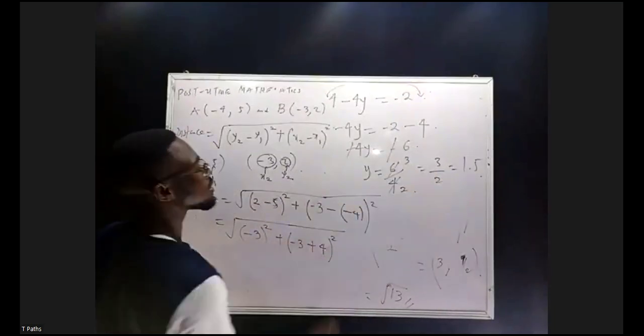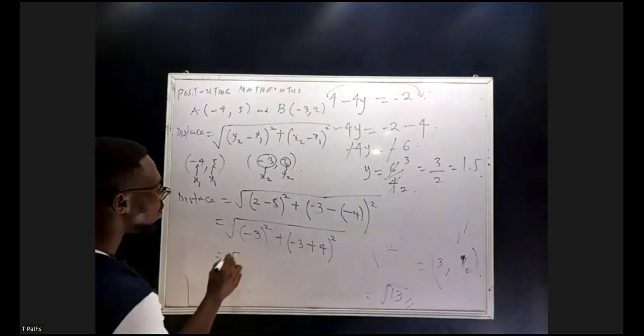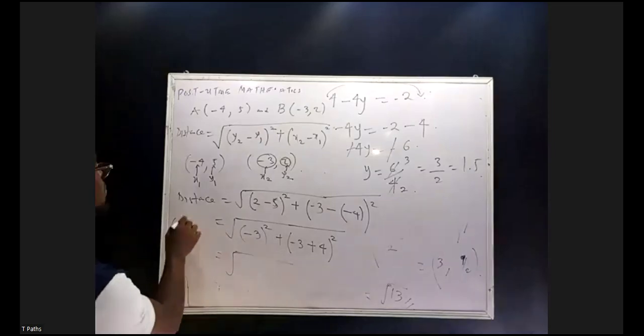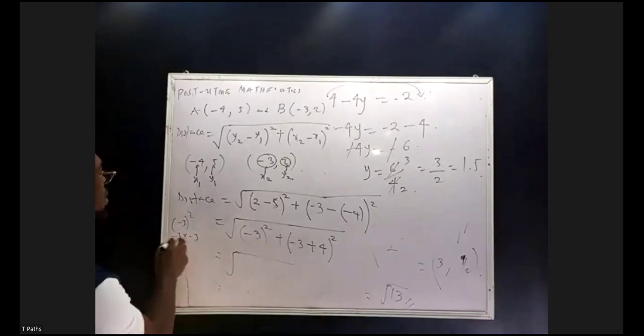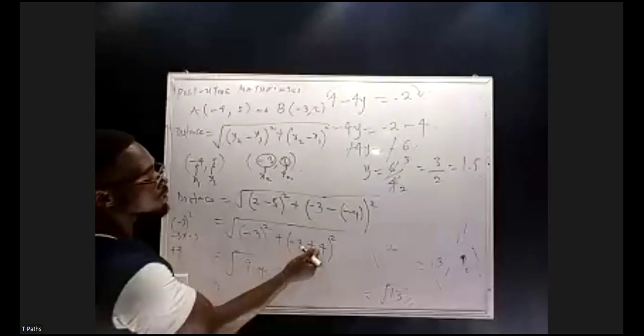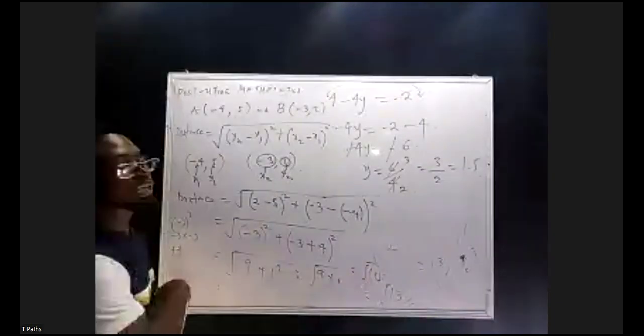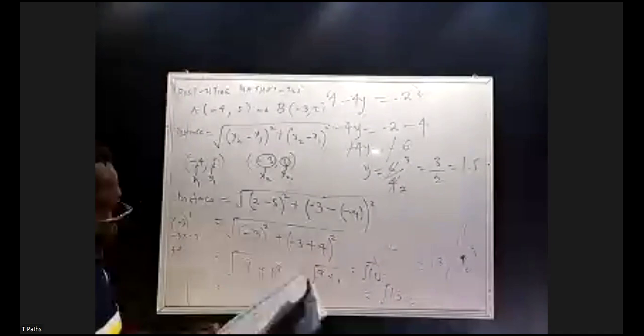Am I making sense, class? So what do you have? What is the square of minus 3? Minus 3 squared means minus 3 times minus 3. Minus times minus is plus, and 3 times 3 is 9. So this is 9. Plus, minus 3 plus 4, which means 4 minus 3, which is 1. What is 1 squared? 1. So what's the answer? Square root of what? Square root of 10.